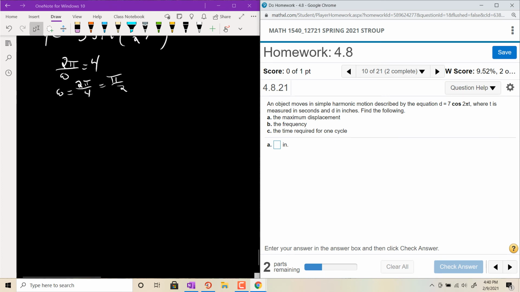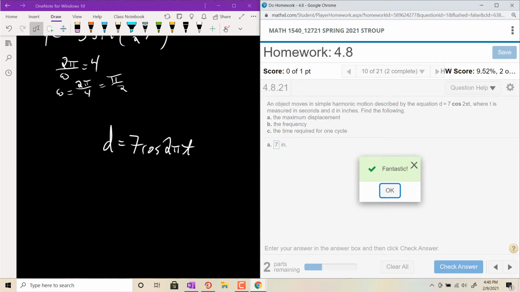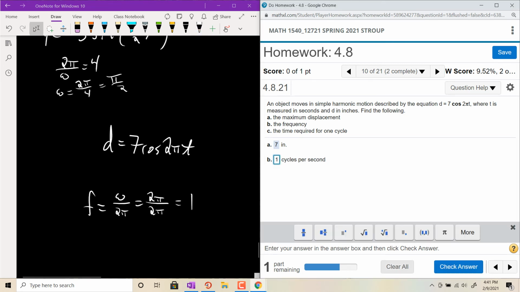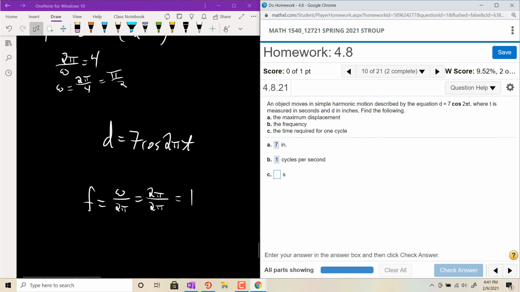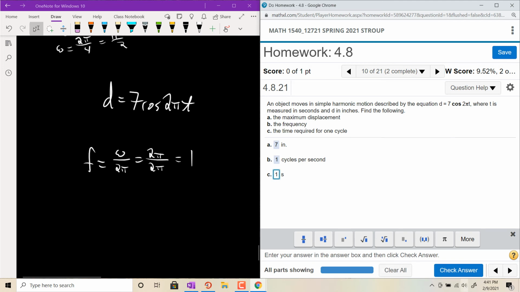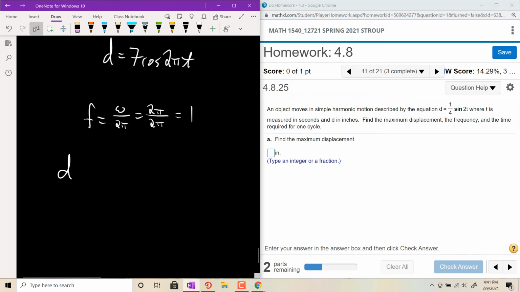An object moves in simple harmonic motion described by the equation d equals 7 cosine of 2 pi t. Find the maximum displacement, so that's just 7, the amplitude. Find cycles per second, so that's the frequency, which is omega over 2 pi. In this case, omega is 2 pi, so that will just be 1 cycle per second. And what's part C? Find the time required for 1 cycle, well, 1.